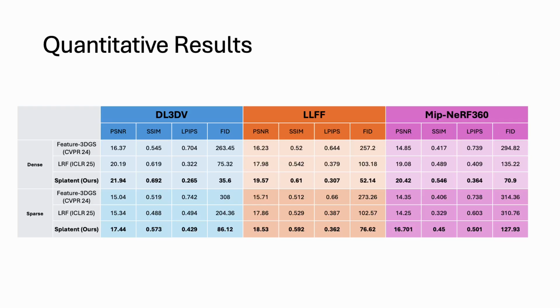We evaluate our method on DL3DV, LLFF, and Mip-NeRF 360 datasets. Splatent sets a new state-of-the-art for latent radiance field reconstruction. We outperform competition across PSNR, SSIM, LPIPS, and FID in both dense view and sparse view settings. Notably, Splatent is trained only on DL3DV, but generalizes strongly to the other benchmarks.